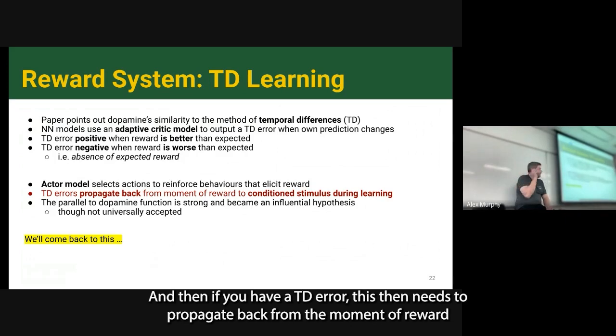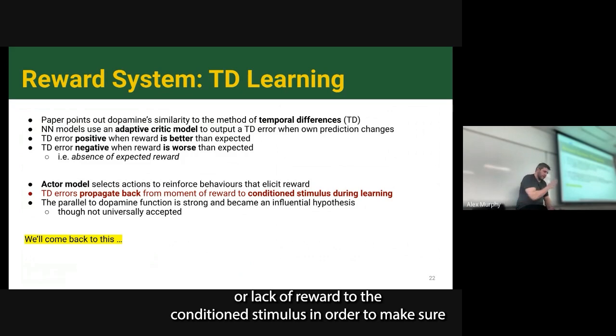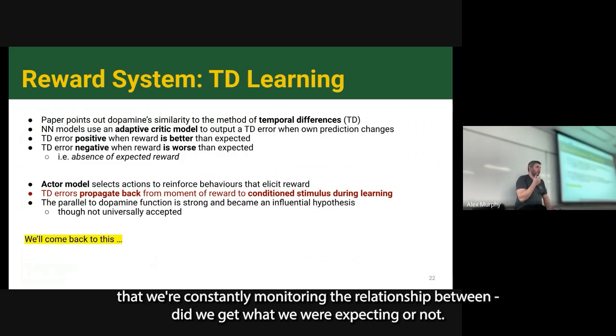And if you have a TD error, this then needs to propagate back from the moment of reward or lack of reward to the conditioned stimulus, in order to make sure that we're constantly monitoring the relationship between did we get what we were expecting or not.